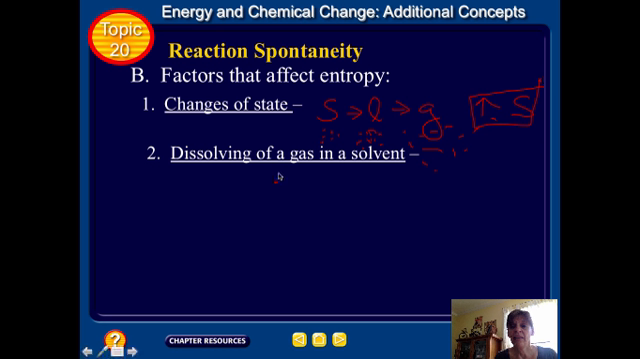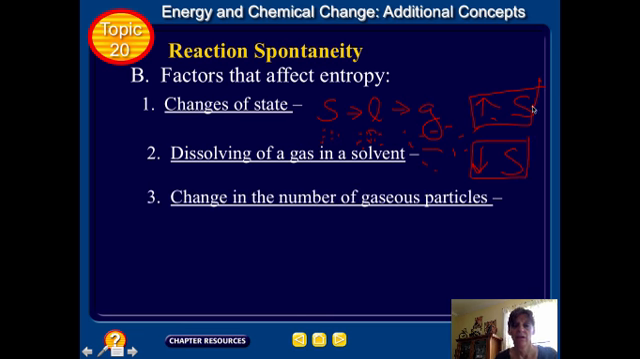If you're dissolving a gas into water, that's taking that gas and making it more ordered. So in this case, that would be a decrease in entropy. If you change the number of gaseous particles, for instance, you do a reaction that goes from 1 mole of gas into 4 moles of gas, like maybe a combustion or an explosion, increasing the number of gas particles, then you would be increasing the entropy.